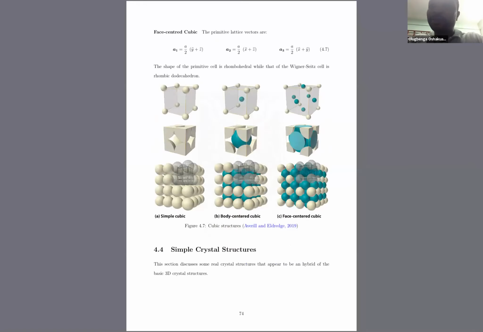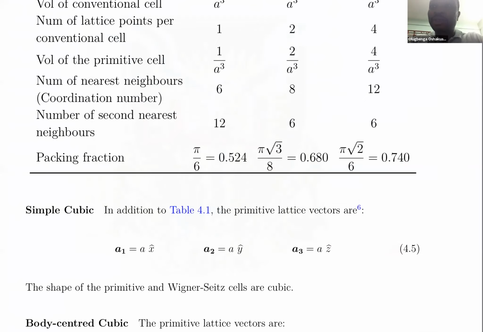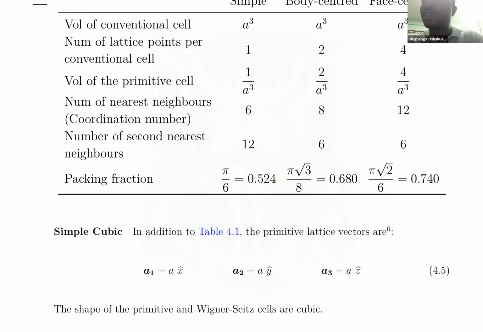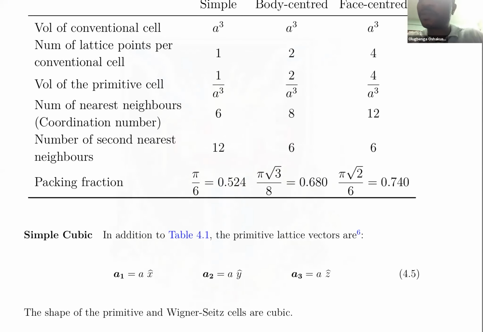I think I missed something from this table. I did not talk about packing fraction. I also missed the number of second nearest neighbors, and I was about to mention that before clearing the screen. Just like we have the number of nearest neighbors, there are also some neighbors that are close, but not as close as the first nearest neighbors. So for simple cubic we have 12, body-centered cubic 6, and face-centered cubic 6.